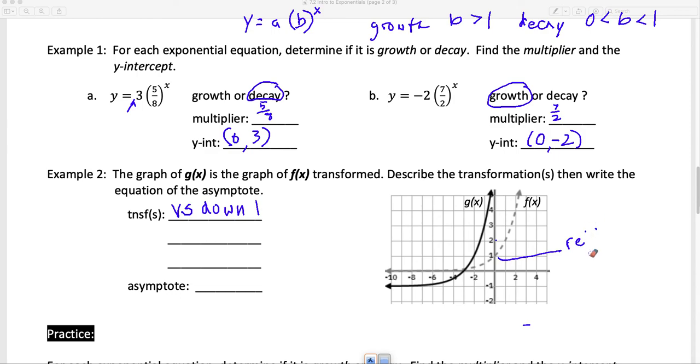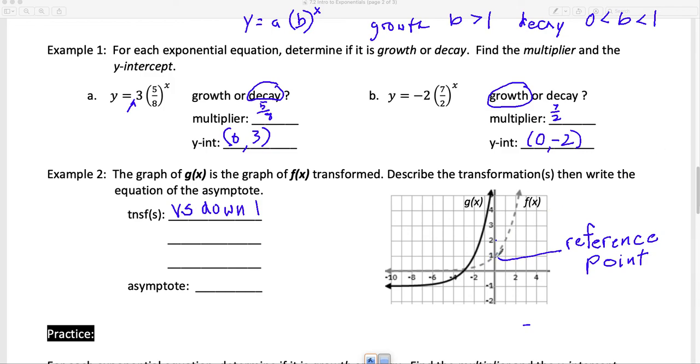A reference point means it's something I can use to make comparisons. I used the reference point when we talked about stretching and compressing. I'm going to use this reference point to make sure that I understand where my horizontal shift has been. And it doesn't necessarily have to be the y-intercept. It might be another point you find on the graph, but it's something that's really useful.